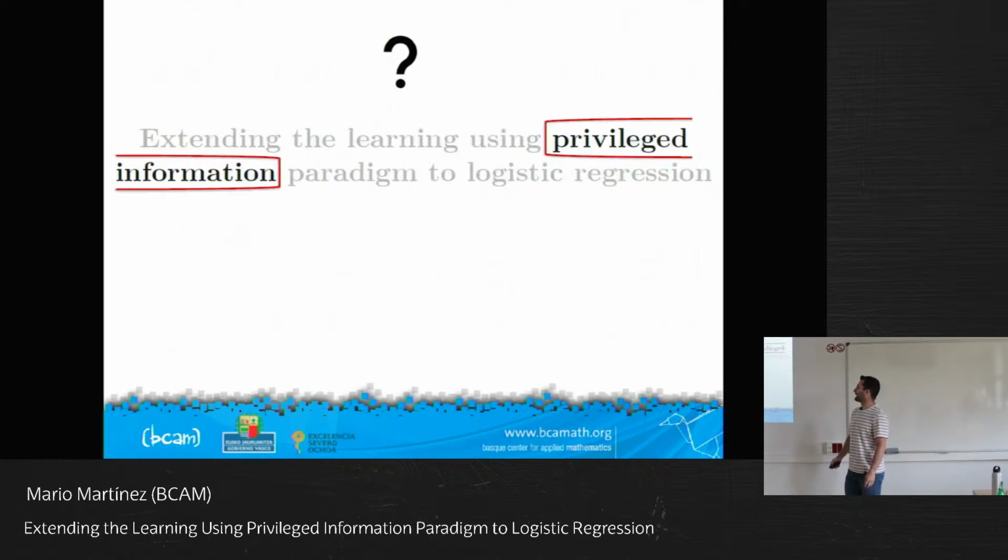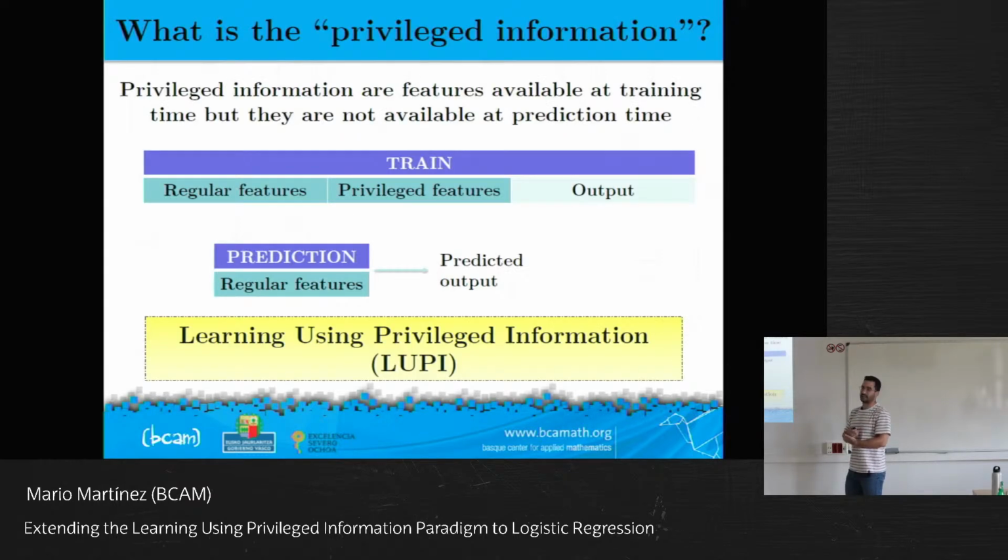As we have seen in the title, we have privileged information here. So what is privileged information? The concept is really simple. Privileged information are features available at training time, but they are not available at prediction time. In the training stage, we have the regular features, the privileged features, and our output for training the model. But in the prediction stage, with only regular features, we obtain our predicted output. This paradigm is called learning using privileged information, LUPI.